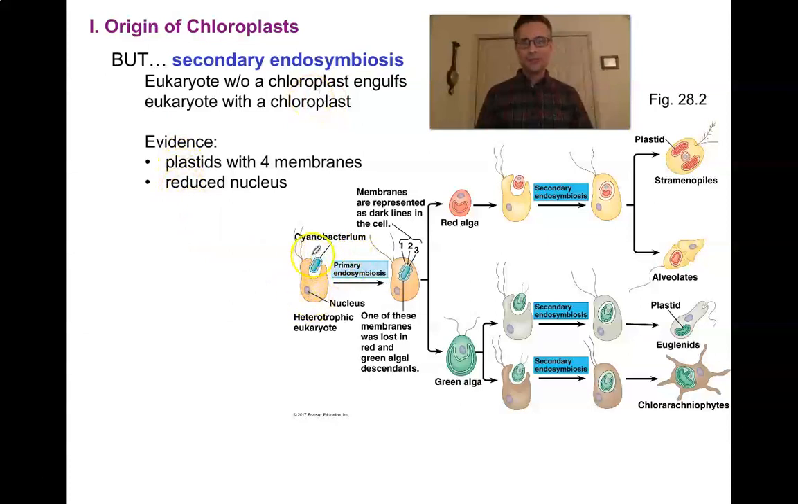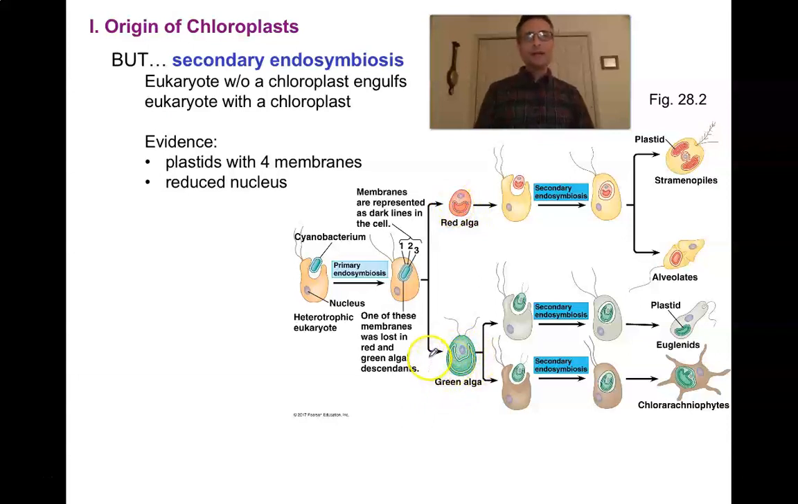So here is our original origin of chloroplast. Here we have a eukaryotic cell, here we have a cyanobacterium. It gets engulfed, it becomes a chloroplast, a membrane is lost over evolutionary time, and then we get diversification into our two major archaeoplastid groups, the red algae and the green algae. And you can see inside of each one we have a chloroplast. So here's the chloroplast inside the red alga, here's the chloroplast inside the green alga.